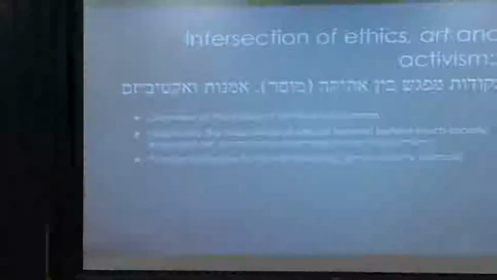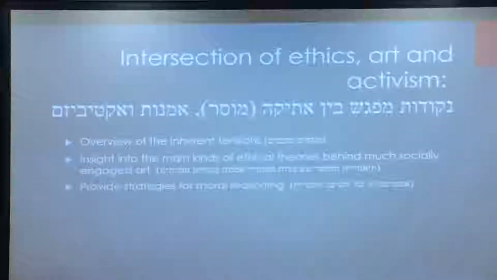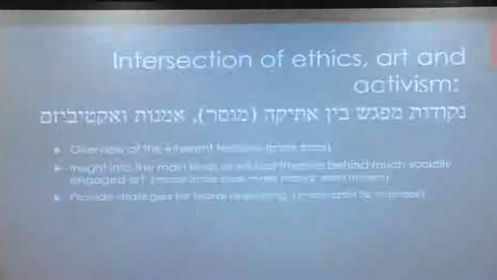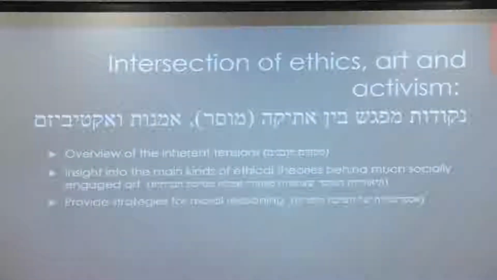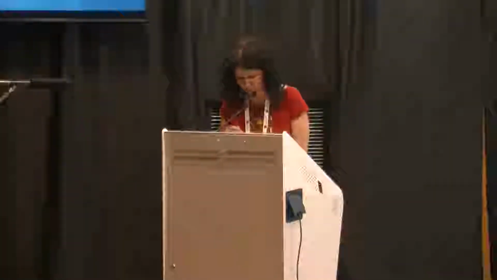So today I'm looking at three different issues. One is to look at the inherent tensions, both because of the focuses of art, activism, and ethics between those different areas, as well as historical tensions that exist. I'm also hoping to provide some insight into the main ethical theories behind a lot of socially engaged art or community theater and dance, and also provide some suggestions for how to do moral reasoning when there's issues and problems. And I'm going to read as well as talk to you as we go.